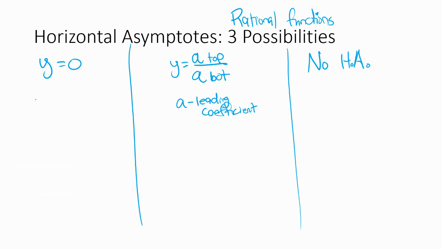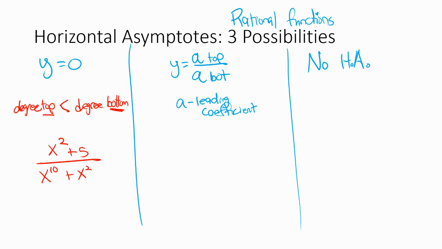Y equals 0 is whenever the degree of the top is less than the degree of the bottom. Now, when I say top and bottom, I mean the numerator and denominator, on either side of the fraction bar. So basically, the top will have a degree, like x to the second plus 5, and the bottom will be like an x to the third. It could be 10th, it doesn't matter, plus x squared, what have you. As long as the top degree is smaller than the bottom degree, then the horizontal asymptote will be y equals 0. So there's a little example there for you.